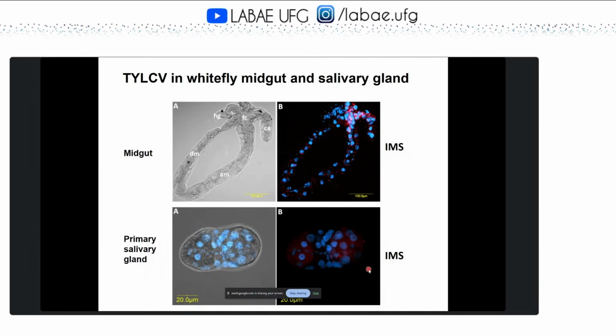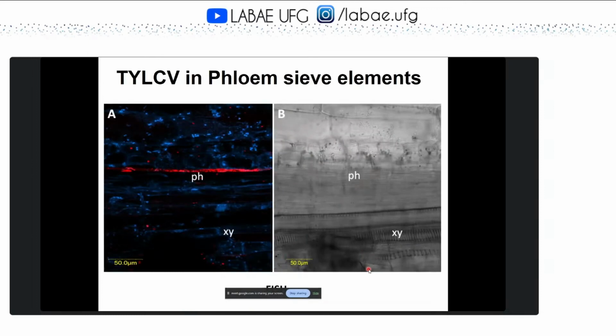And the same techniques can be used also to localize the virus in plants. This is the localization of the same virus in tomatoes in the phloem, the sieve elements of the phloem. You can see that it localizes very nicely in the sieve element. And this is where whiteflies feed through their stylets, and this is where they acquire the virus for transmission.